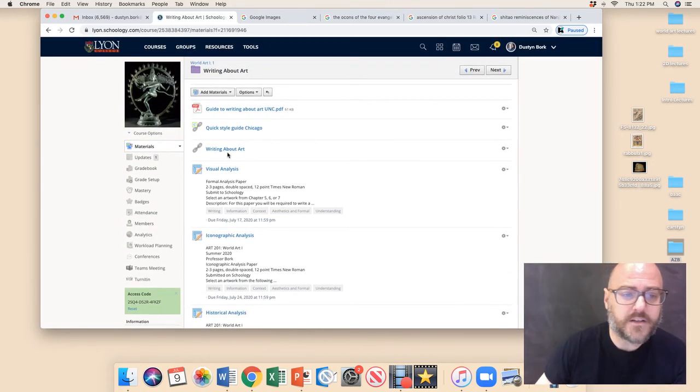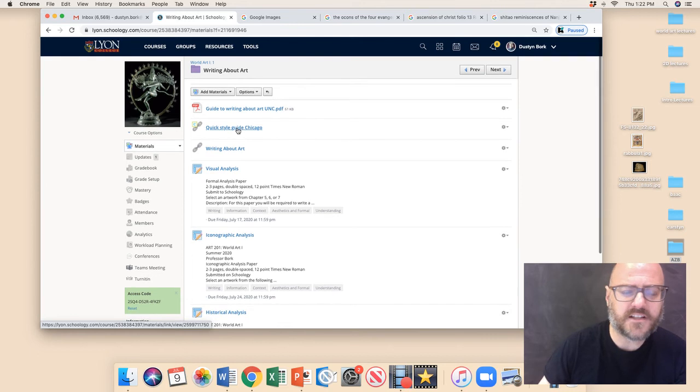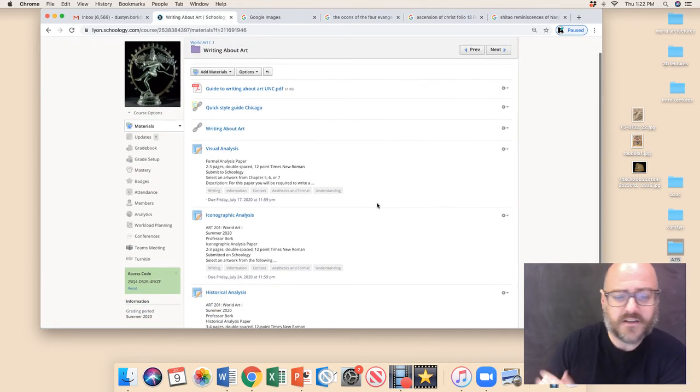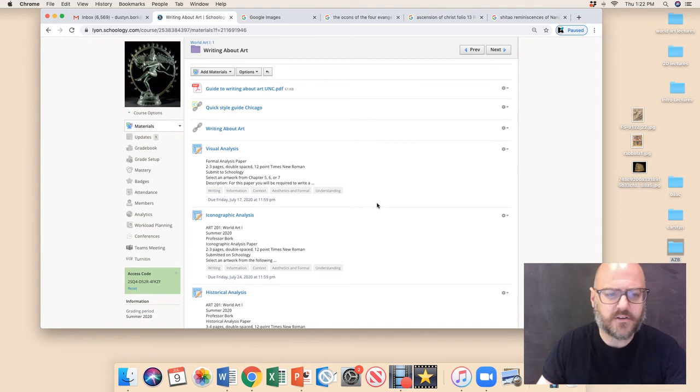it has some writing resources. The first thing to make note of: most of these papers are 2 to 3 pages, the historical analysis being a little longer, 3 to 4 pages, double spaced, 12-point Times New Roman. So it isn't a lengthy amount of writing, but it should be very succinct. Start with an outline and a rough draft, and an outline really helps you refine and edit your papers.